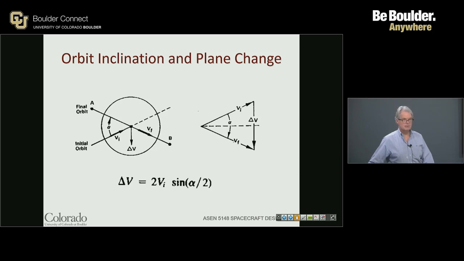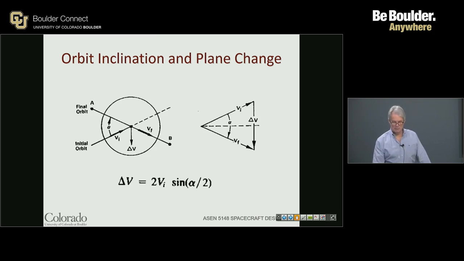If I launch at the equator, what's possible? Zero inclination, right? Equatorial orbit. If I launch out of Kennedy, the minimum inclination I can get is the latitude of Kennedy. If I launch out of Baikonur, Russia, the minimum inclination I can get is the latitude of Baikonur. So what do we do? Well, change inclination. Okay?